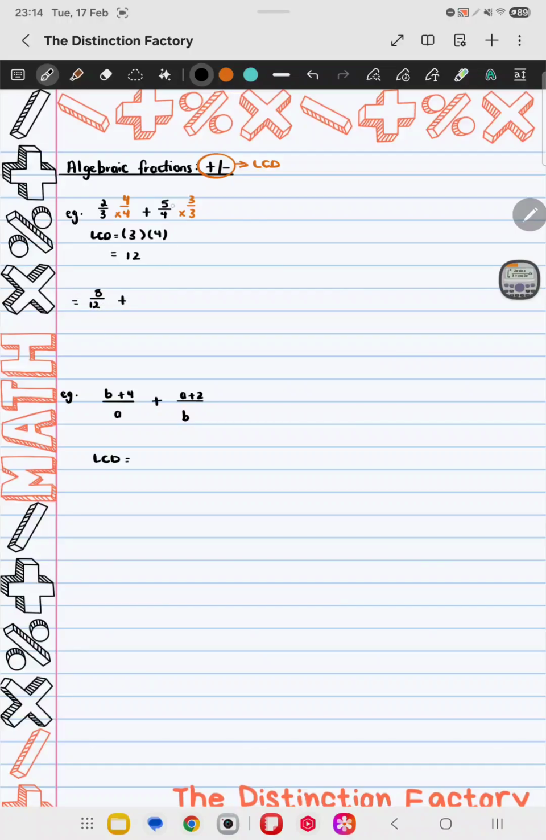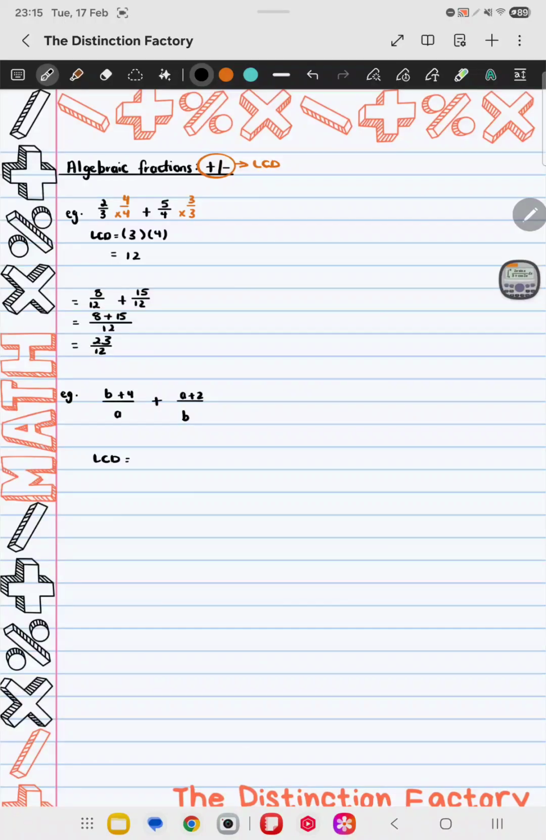Looking at the next fraction, we've got 5 times by 3, which is 15, and that is over our LCD, which is 4 times 3, giving us 12. And just to help us understand the rest of the questions, I'm going to combine both of these fractions together because they have the same denominators. So I can write it over one denominator, and then I've got the numerators being added up. That gives me 23 over 12.